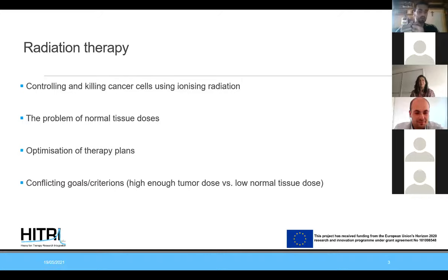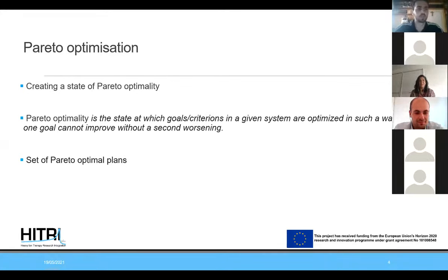So we have those two conflicting goals or criteria. And the whole point of creating optimal therapy plans is to try to find a common ground between those criteria or goals. In their simplest form, there can be two goals: a high enough tumor dose versus a low normal tissue dose. And we cannot have them both at the same time. So we try to find a middle ground between them. One of the ways to do optimization is to use Pareto optimization, which creates a state that is called Pareto optimality. The definition of Pareto optimality is a state at which goals or criteria in a given system are optimized in such a way that one goal cannot be improved without worsening the second one.